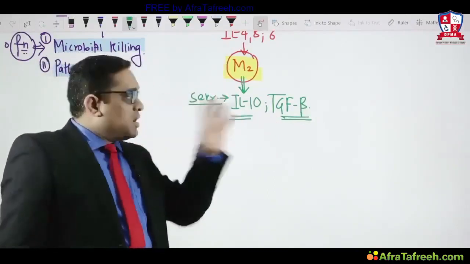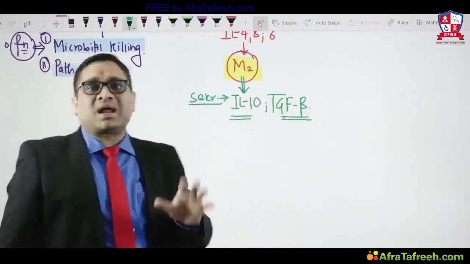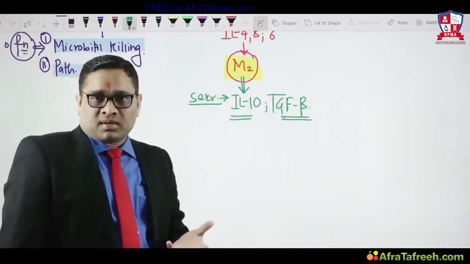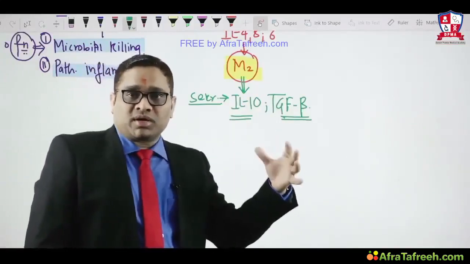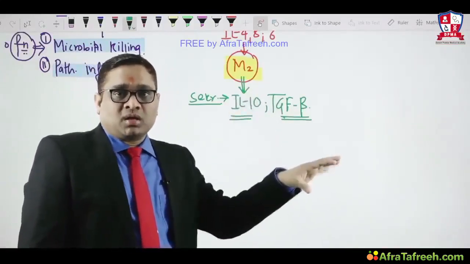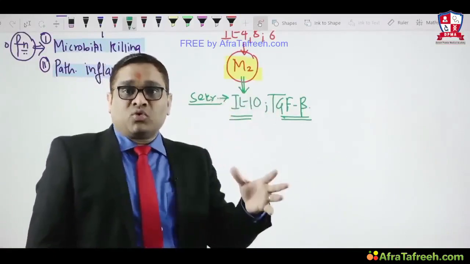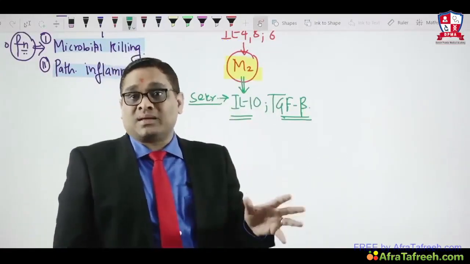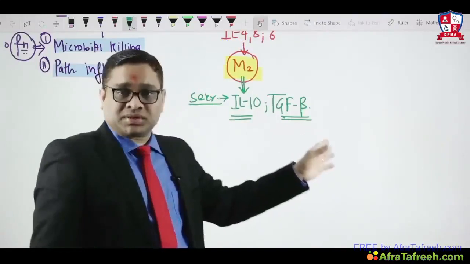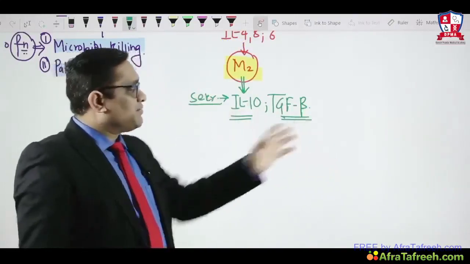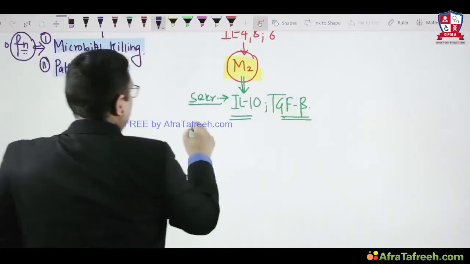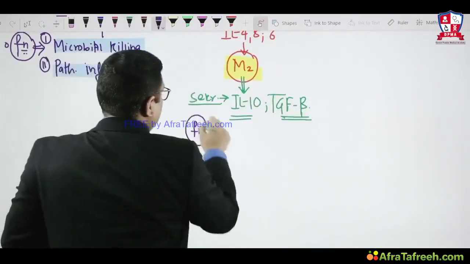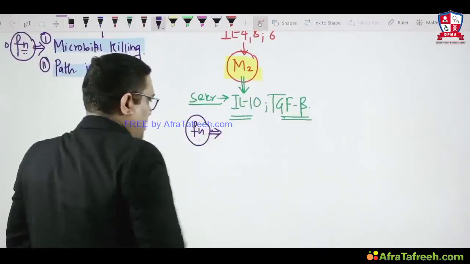That time I told you TGF beta and IL-10 are anti-inflammatory cytokines, right? Anti-inflammatory cytokines help in autoimmune disorders to suppress autoimmunity, and help in wound healing and repair. Wound healing, how? By fibrosis. So when IL-10 and TGF beta are present, now you can understand easily what the function of alternatively activated macrophages will be.